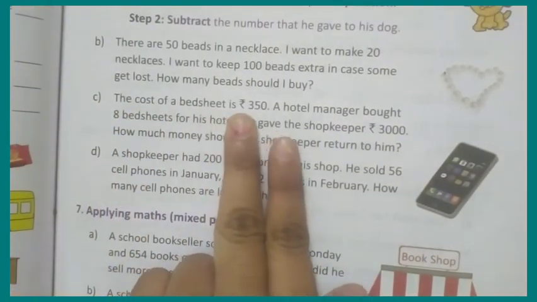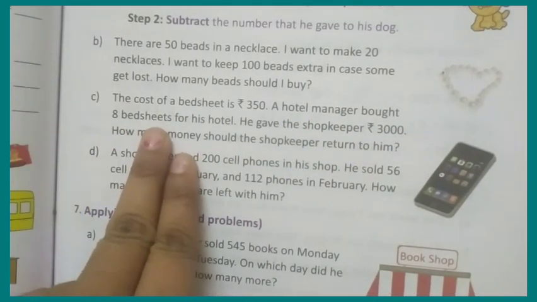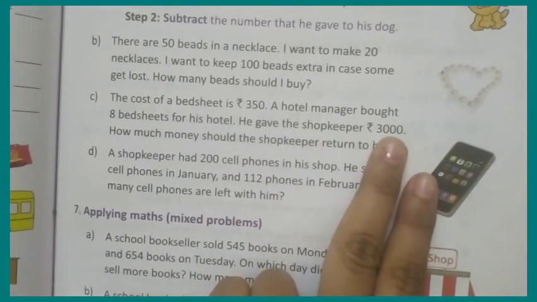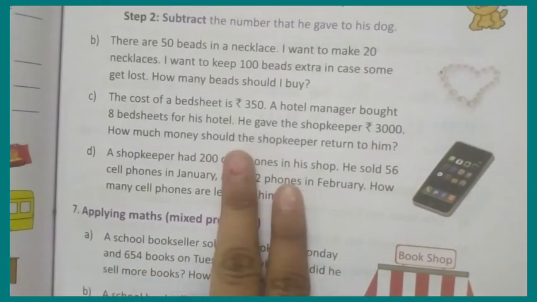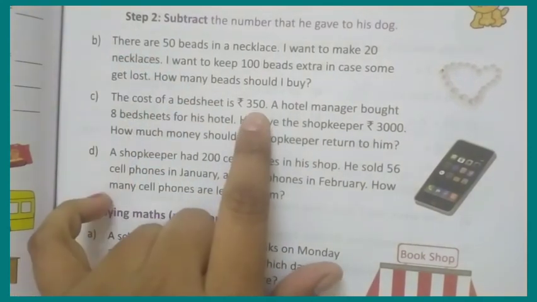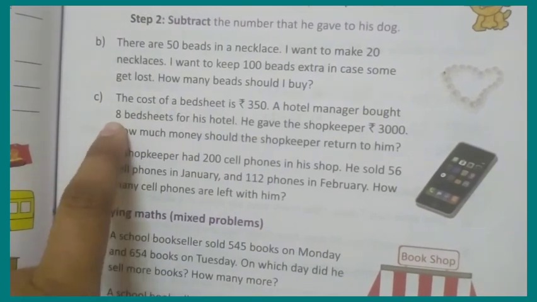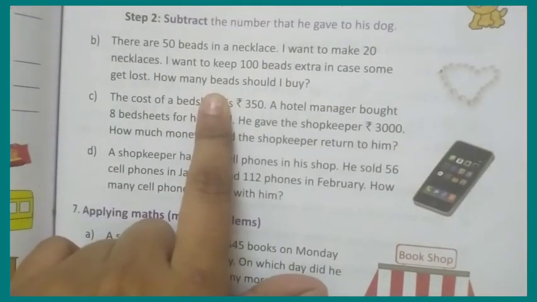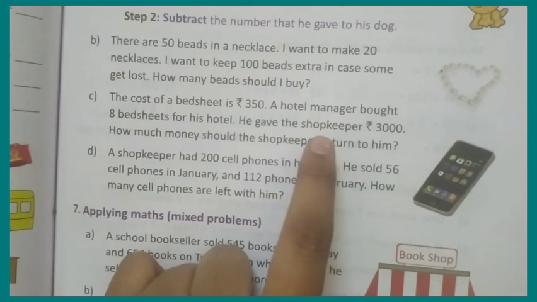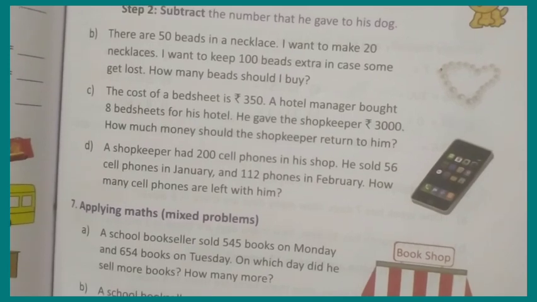The cost of a bedsheet is 350 rupees. A hotel manager bought 8 bedsheets for his hotel. He gave the shopkeeper 3,000 rupees. How much money should the shopkeeper return to him? The cost of one bedsheet is 350 rupees. The hotel manager bought 8 bedsheets. One bedsheet is 350, so to find 8 bedsheets we have to multiply these two. Next, after getting the answer we have to subtract that amount from this amount. Then we will get how much he should return.